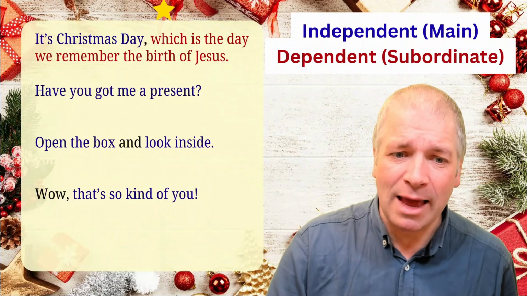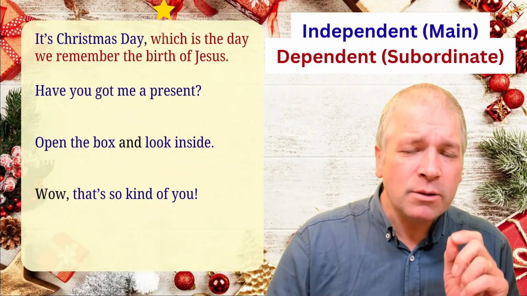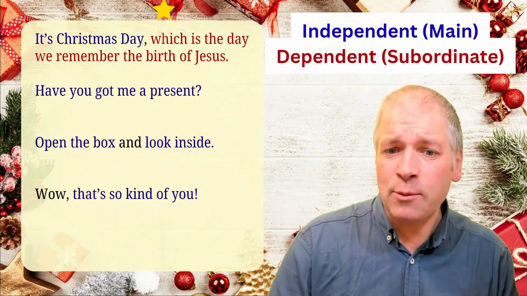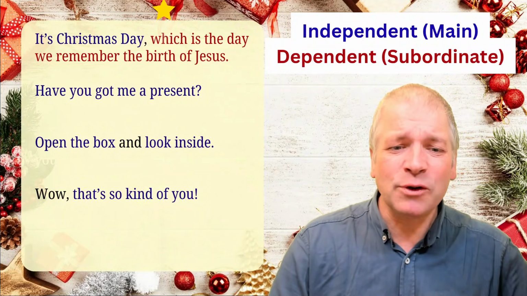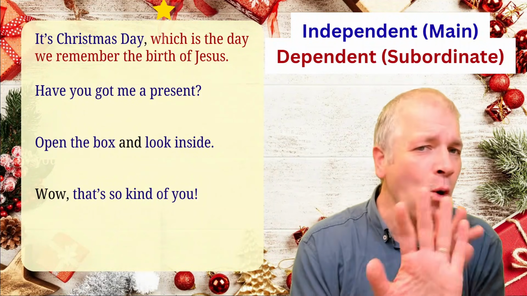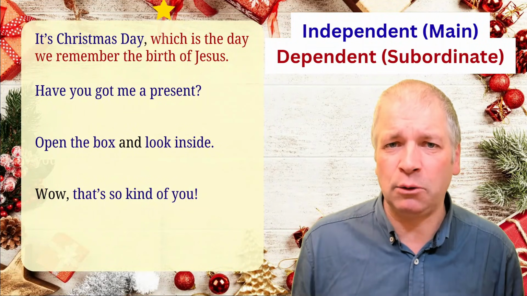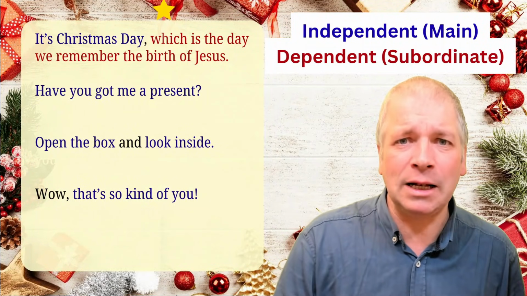So in the first sentence, we could extend our independent clause and add a dependent clause like this. It's Christmas Day, which is the day we remember the birth of Jesus. So the second part, which is the day we remember the birth of Jesus, is the dependent clause. It's the subordinate clause. If you take away "it's Christmas Day," it doesn't make sense on its own. It's a clause that can only exist with the main clause.